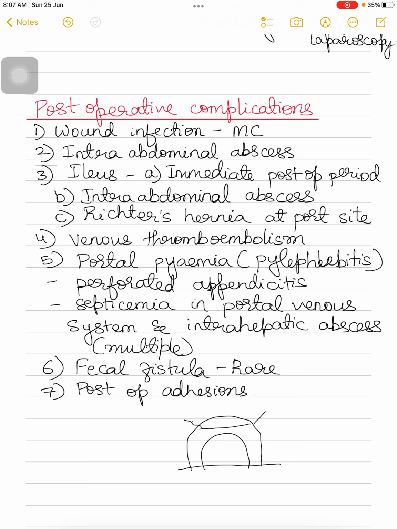And fecal fistula, which is mainly seen in Crohn's disease, where the base of the appendix was not healthy and the surrounding cecum was also edematous and fragile, so they can give rise to fecal fistula. Post-operative adhesions, like in any abdominal surgery, can also result in adhesions and cause future intestinal obstruction.